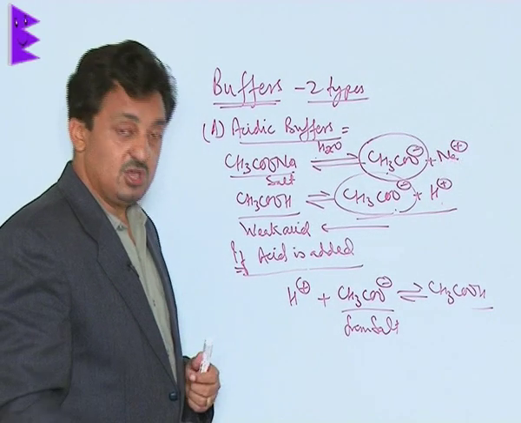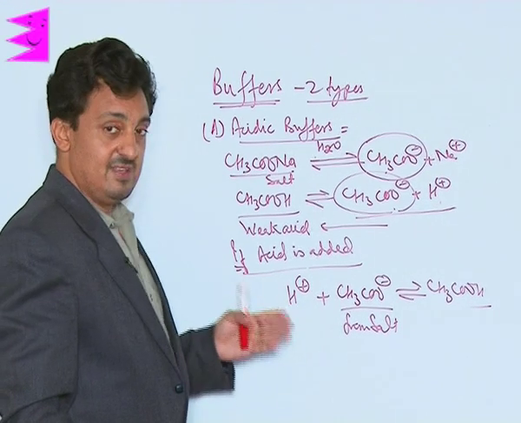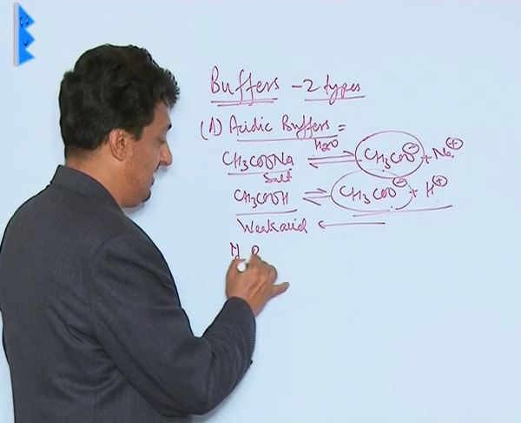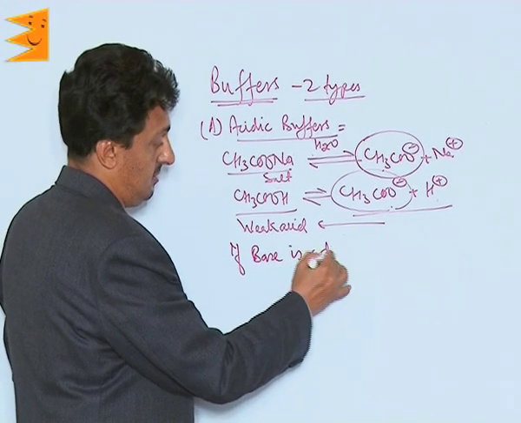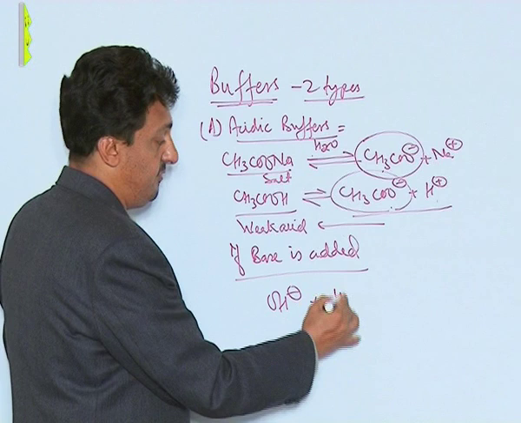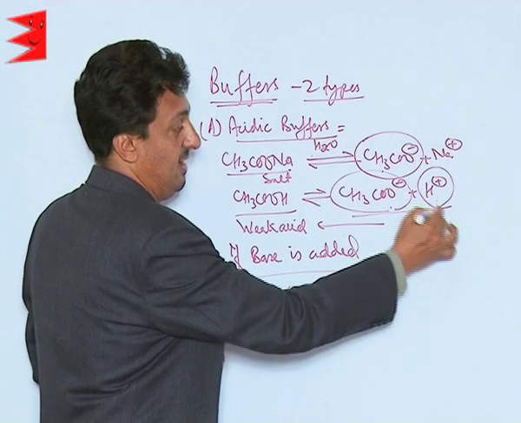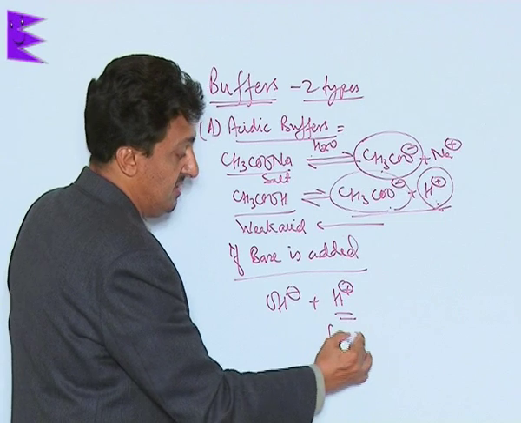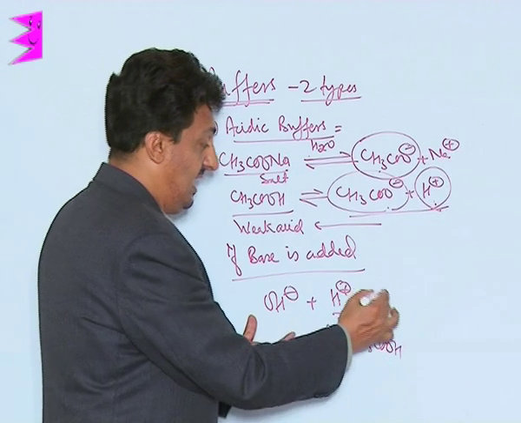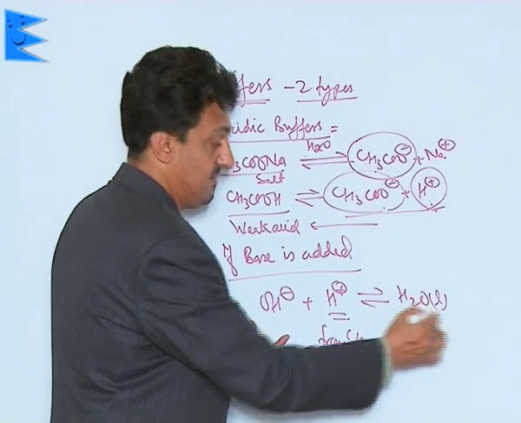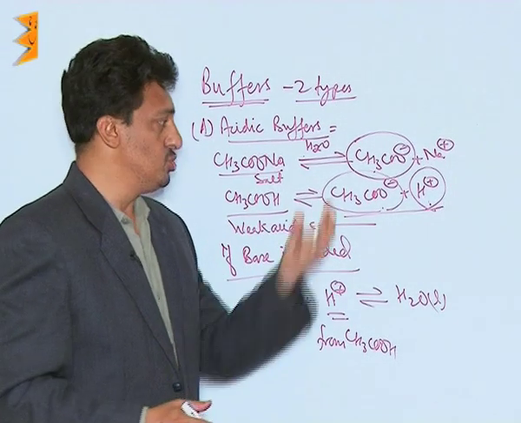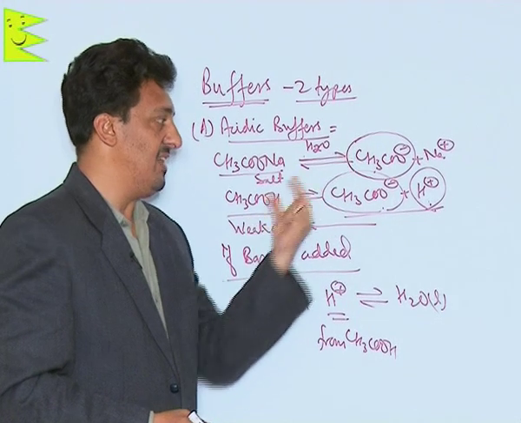Okay, now let us find out how the base is consumed. If base is added, the OH minus ions introduced will immediately combine with the H plus ions obtained from the acetic acid, and they will neutralize each other forming water. But as I have told you, the concentration of these H plus ions will be very small due to the suppression of the dissociation of the weak acid by the common ion effect.